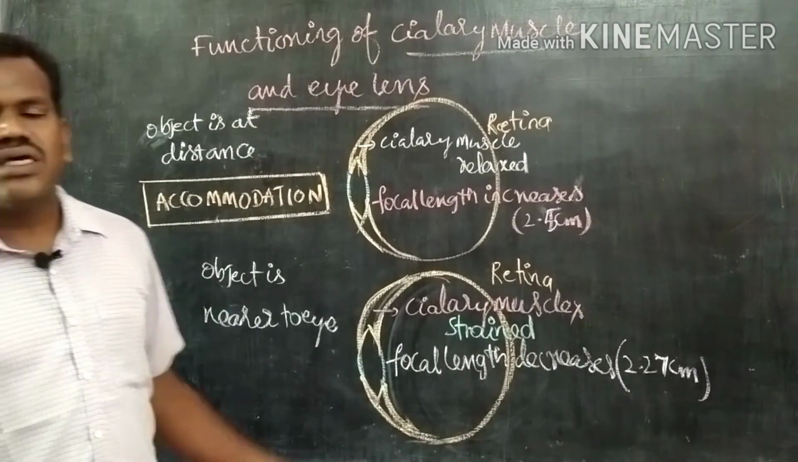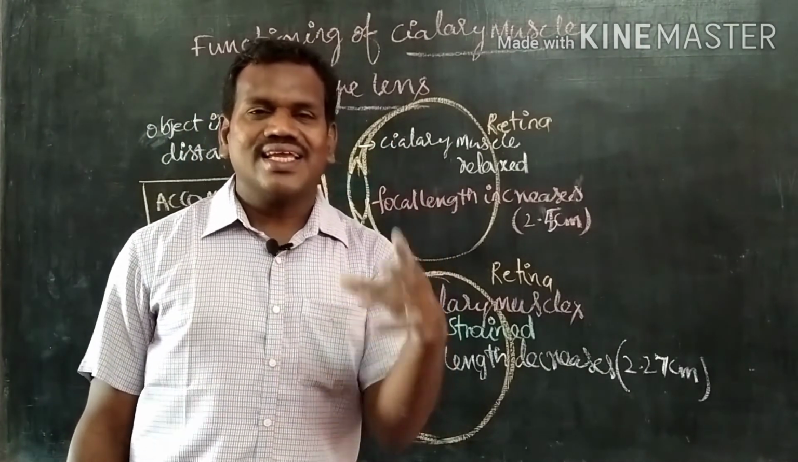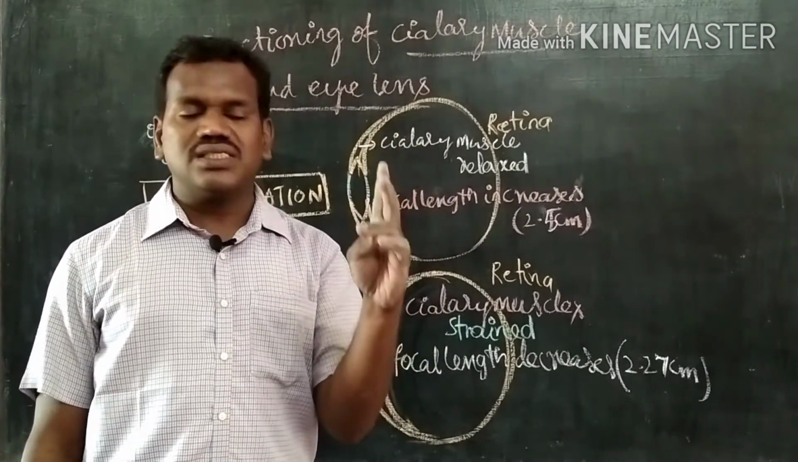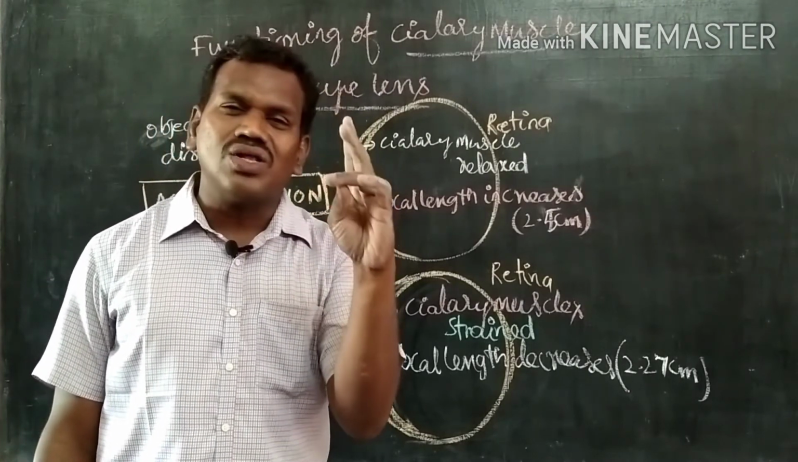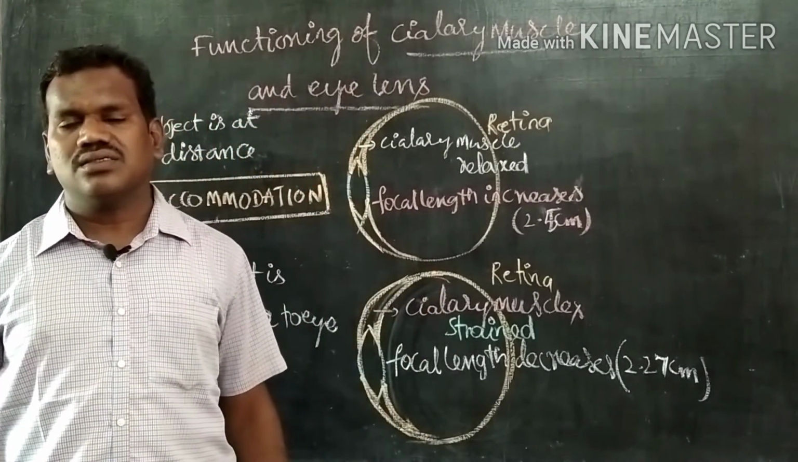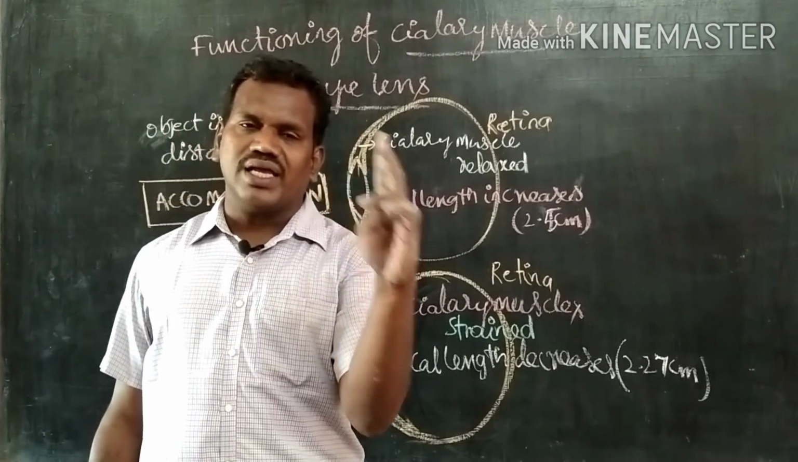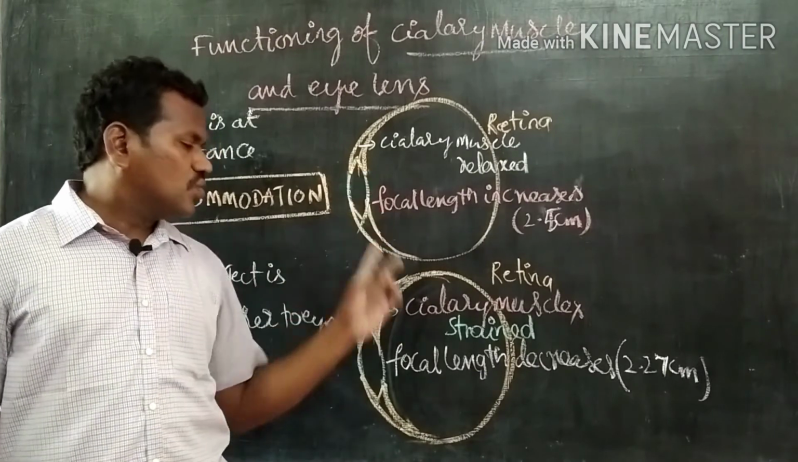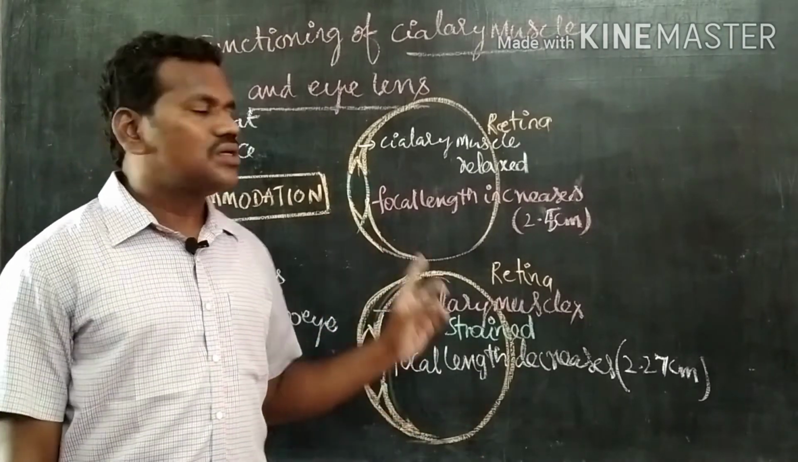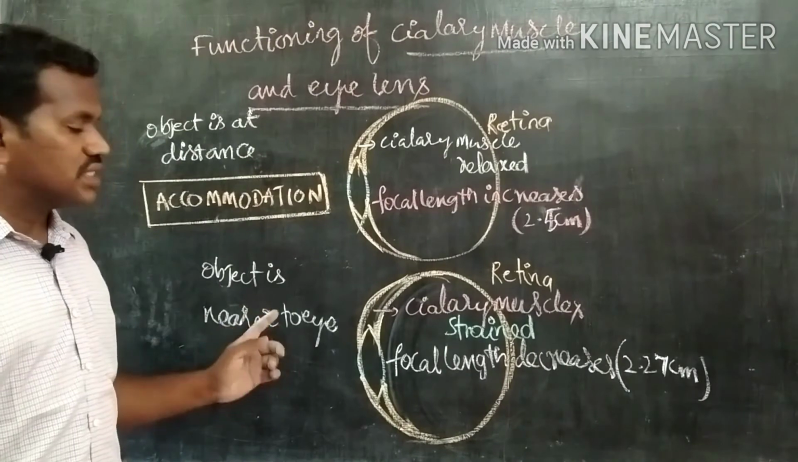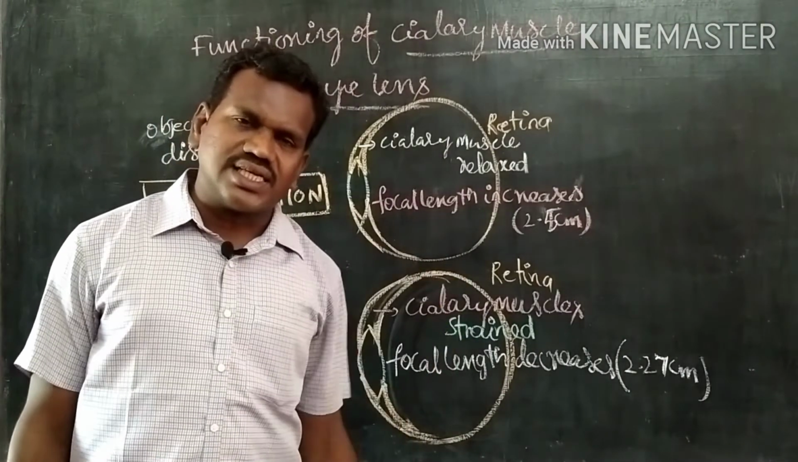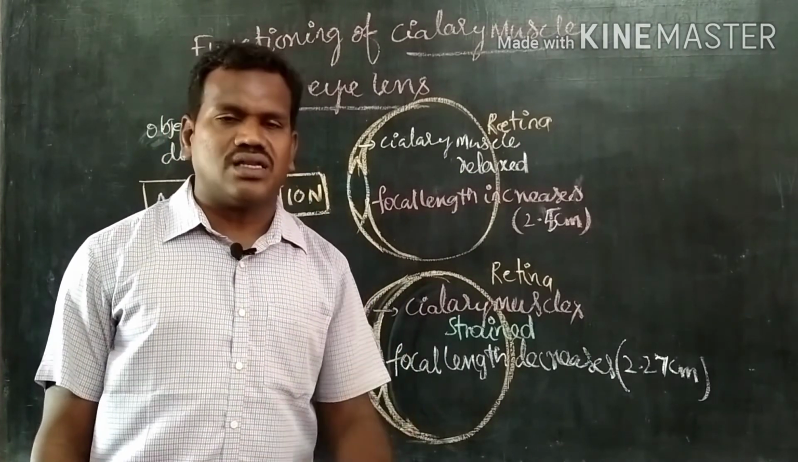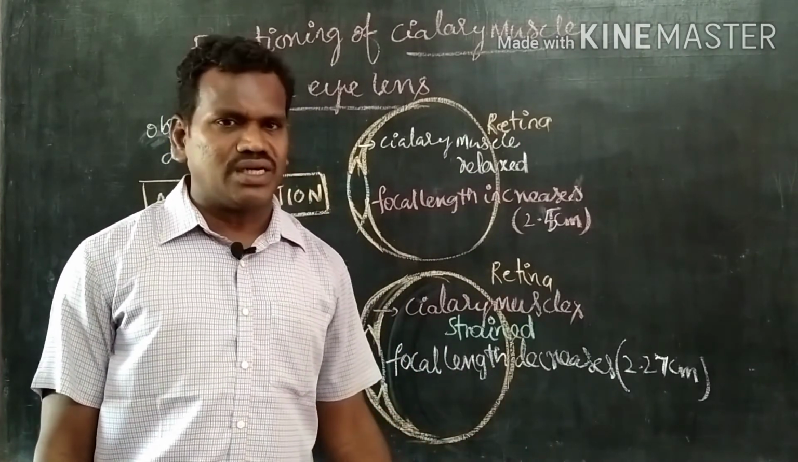Now let us discuss how our eye can identify the colors. In the first case, we discussed how our eye controls the intensity of the light. The intensity of the light is controlled by the iris. In the second case, we discussed how our eye is adjusted to a far distance object as well as a nearer object. In the next case, we are going to discuss how our eye can identify the colors, and what is the reason for that.